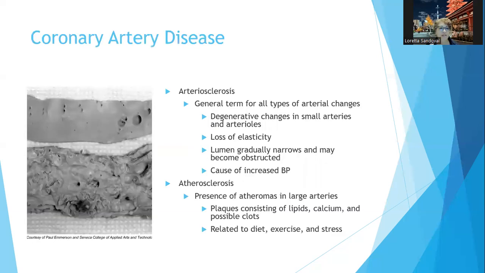So, coronary artery disease. Remember how I said that the first branch off the aorta is to the coronary arteries. So the heart is its own best customer. So if your coronary arteries are diseased, that could be a problem. There are a couple different types of arterial disease that we'll talk about. Arteriosclerosis is one of them, and that is a general term for all types of arterial changes.